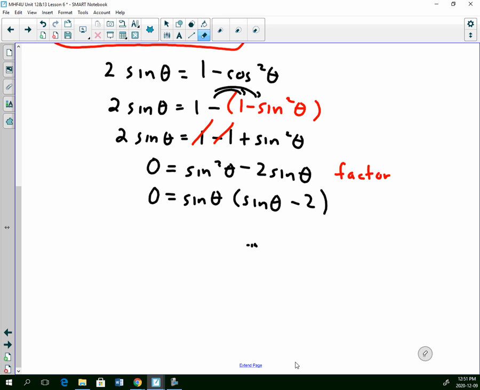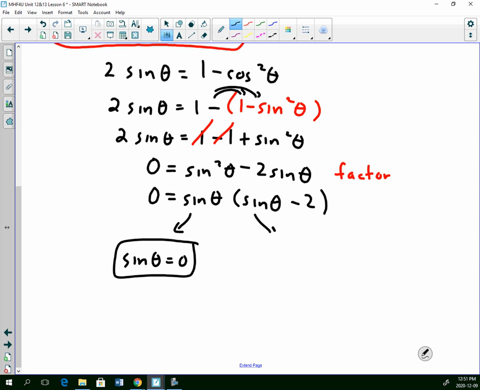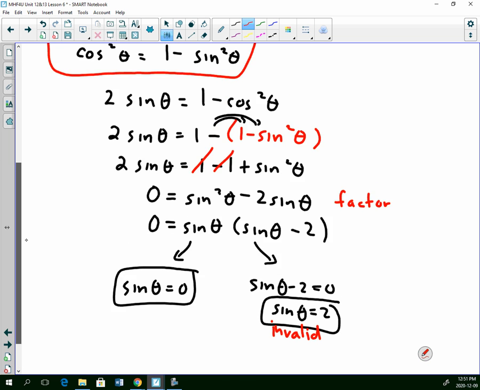So we have two factors. We set them both to 0. So we have one factor here, sine theta equals 0. So there's 1. And then we have one factor here, or 1 root, sine theta equals 2. So if you remember from a previous lesson, we knew that if sine or cosine was greater than or less than 1, that is an invalid root. So we don't have to worry about that root. So we just have to solve for sine theta equals 0.